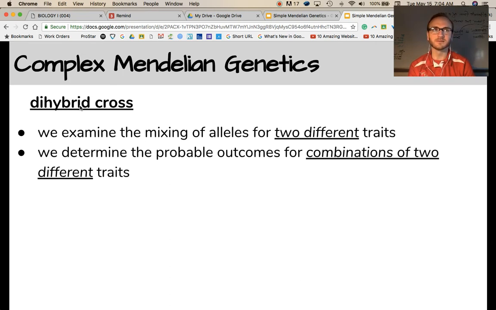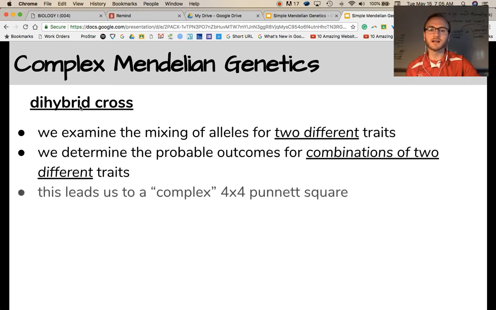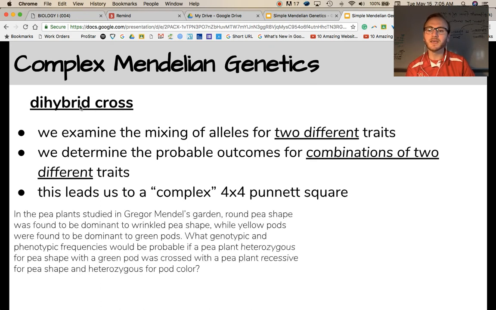So what that means is not only would we be looking at maybe blonde hair, but we would be looking at the probabilities of an individual receiving blonde hair with blue eyes. So a combination of two different traits, or red hair with brown eyes, okay? So the Punnett square is actually going to get a little more complicated. It's going to become a 4x4 Punnett square for dihybrid cross problems. And here's an example question.